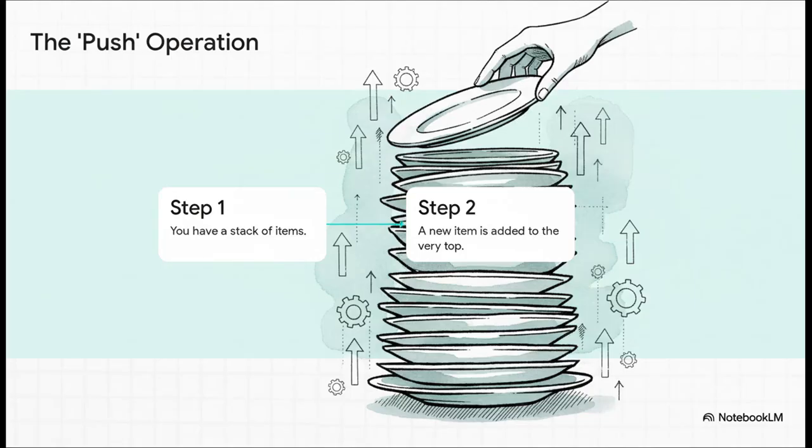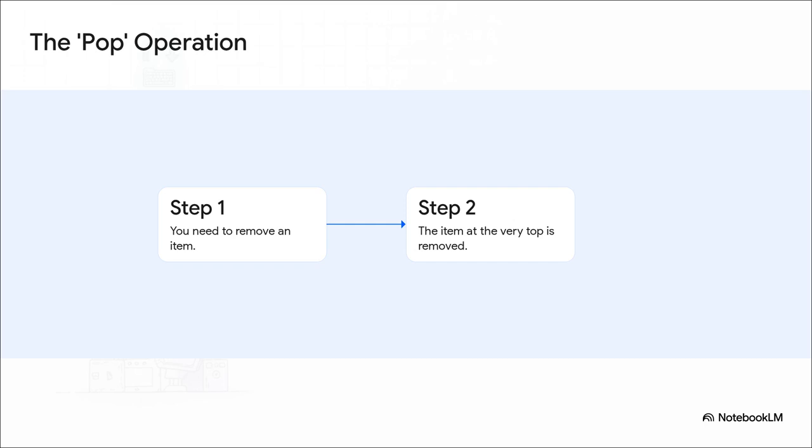Now, of course, in the computer world, we have our own lingo for this stuff. When you add a new item or a new plate to the top of the stack, we call that a push operation. You're literally pushing a new item onto the stack. And when you remove that top item, we call that a pop operation. You just pop the most recent thing right off the top. So you push things on and you pop them off. And it all happens in the exact same place, the top.